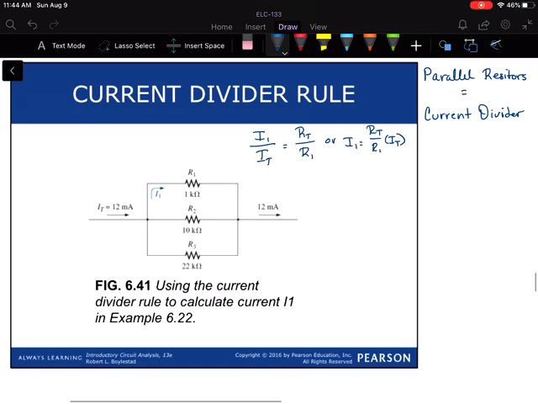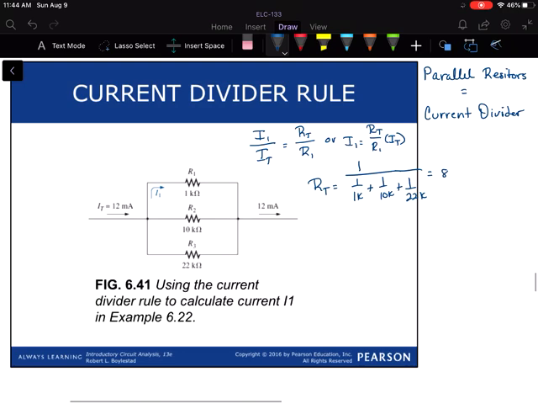Okay, so in this case, if I want to find I1, first of all, I'm going to need to know RT: 1 over 1K plus 1 over 10K plus 1 over 22K, which means that my RT should be about 873 ohms. So I1 should be RT over R1 times IT, where RT is 873 over 1 kilo ohm times 12 milliamps, and that gives us about 10.5 milliamps.